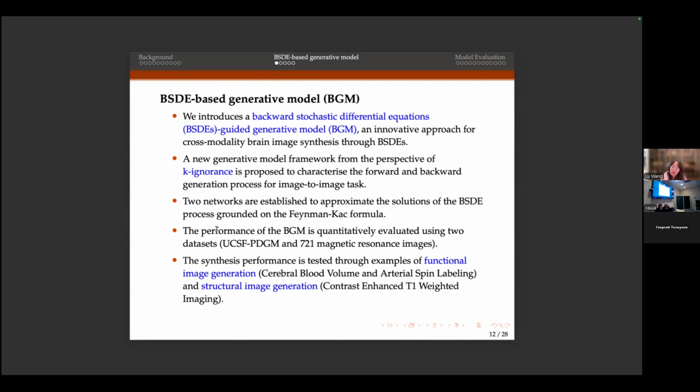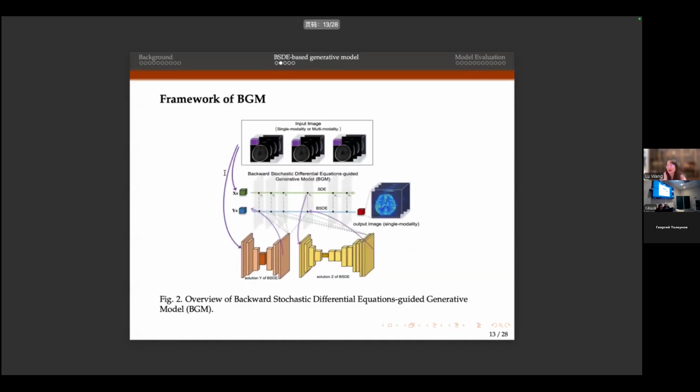We tested the performance of the BGM on two datasets. The first is UCSF, the second is 721 MRI. We also do three specific tasks, on functional image generation and structural image generation. Now let us look at the framework of BGM.